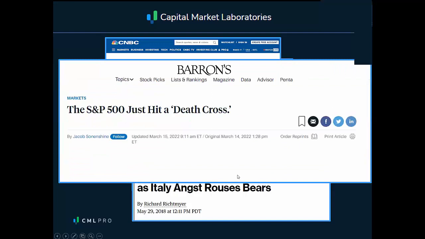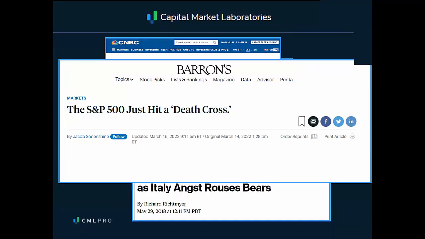Barron's goes even further. This is 2022. The S&P just hit a death cross. A death cross is when the 50-day moving average crosses below the 200-day moving average. So in this article that Barron's wrote, they're talking about both of them and how they intersect. They're not just saying one matters, the other matters. They're saying they both matter.